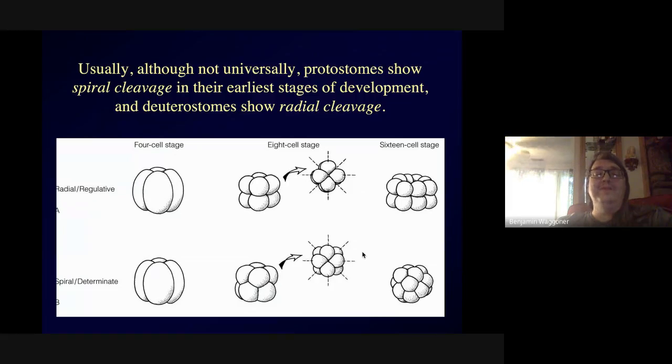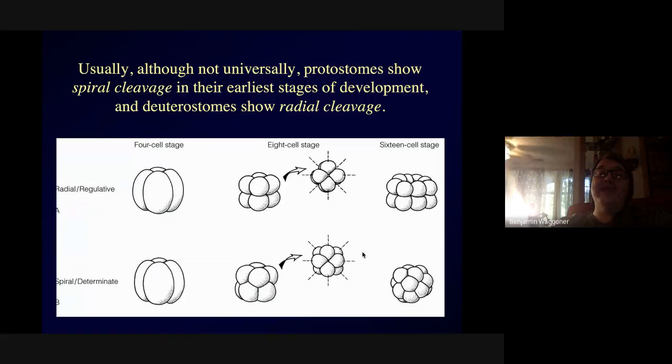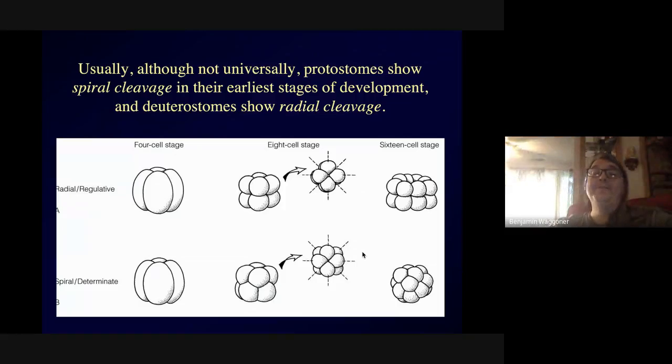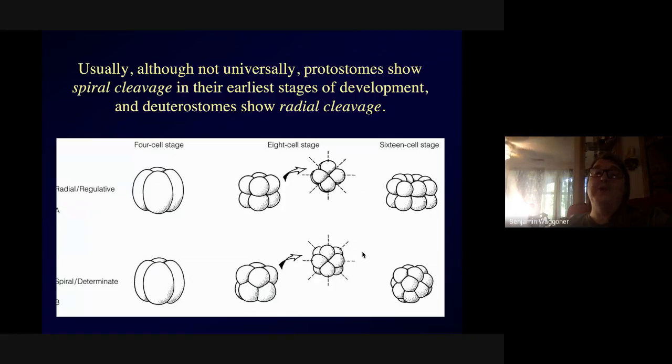In spiral cleavage, the top quartet rotates about 45 degrees relative to the bottom quartet. So you'll have 4 cells on the bottom and 4 cells on the top, and the cells on the top are kind of nestled into the dents between the cells on the bottom. So that grouping of 4 cells is turned 45 degrees. That's spiral cleavage, and it's shown there in the middle down on the bottom. Deuterostomes will typically show radial cleavage, where the 2 quartets are not twisted with respect to each other. They're sitting directly on top of each other.